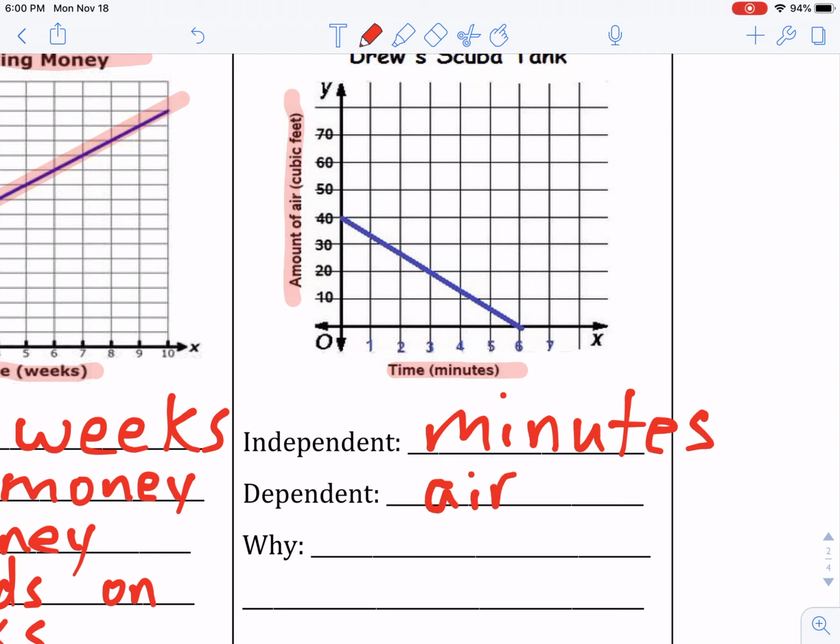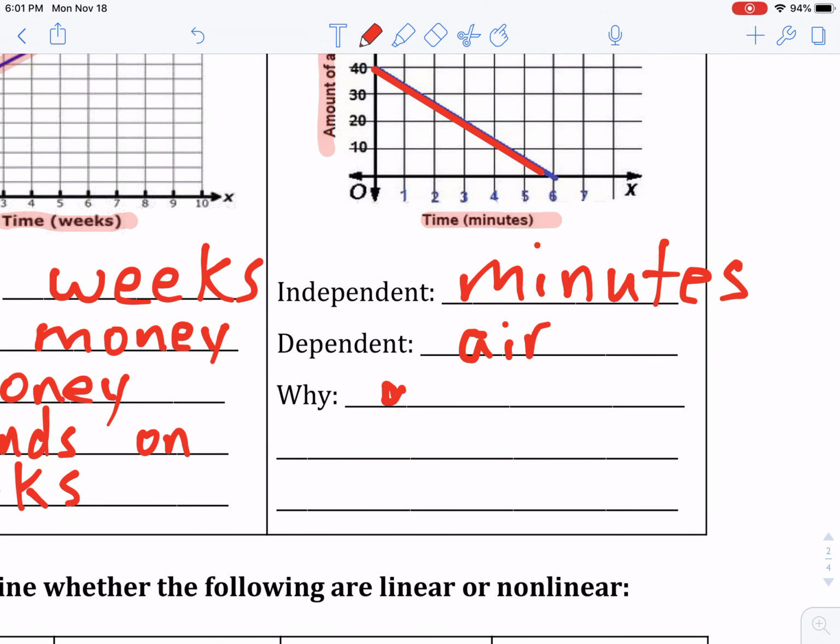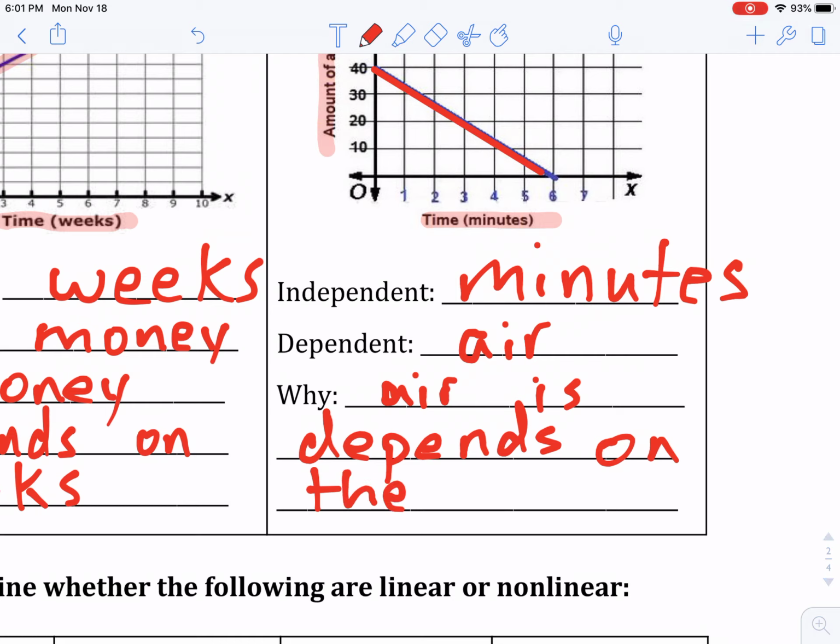And as you think about it, if someone's swimming underwater and they have a scuba tank that they're breathing out of, the more time that they're underwater, the less air they're going to have, which is why it's going down as we go across the graph. So again, for the same reasons as the first one, air is dependent, or air depends on the amount of minutes.